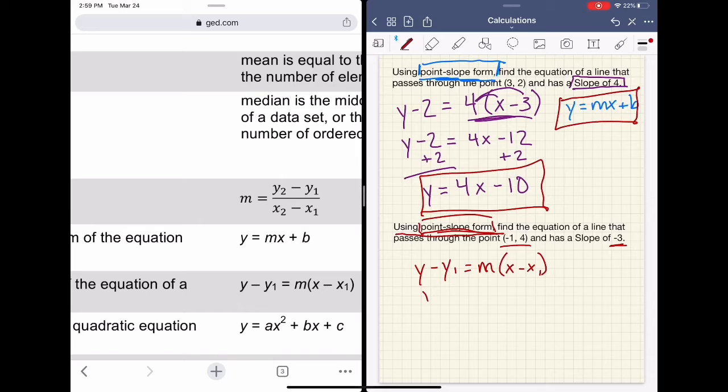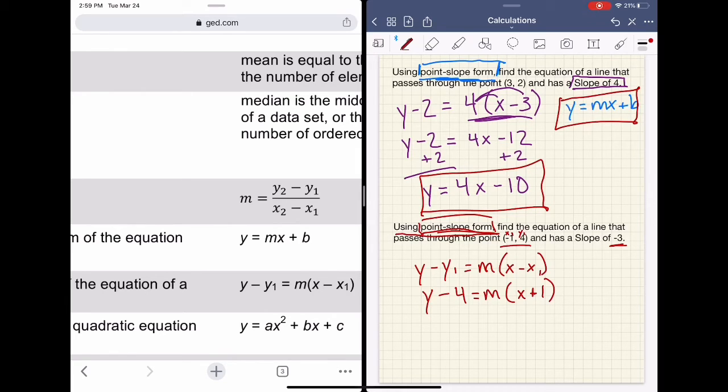So we go y minus, remember, these are our x1 and y1 up here, these coordinates in this point. So y1 is 4 equals m times x minus a negative 1. And when you subtract a negative, you're actually adding a positive. So x plus 1.